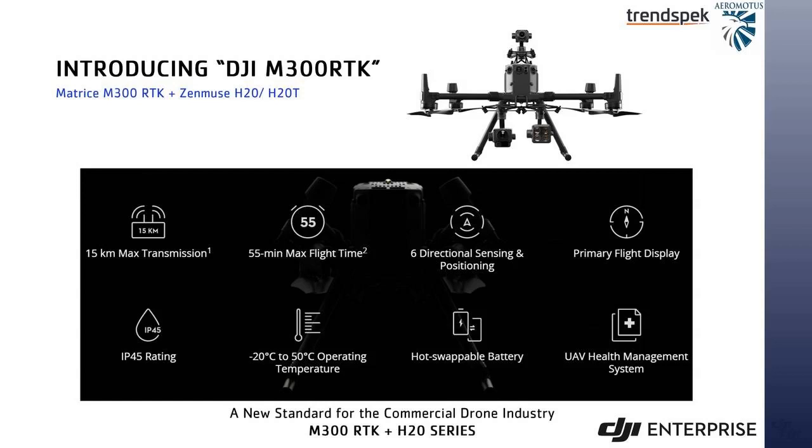It's loaded with the 6-directional sensing and positioning, which helps it to control the movement of the drone in terms of obstacle avoidance and collisions. It has got a primary flight display, IP45 rating. Operating temperature of the drone has risen to 50 degrees centigrade, so it suits quite a lot of Middle East countries where the heat is an issue. It has hot swappable batteries, so you can basically run the flight without having to actually restart the flight mission, so you can hot swap. It has got also an UAV health management system, which gives you a track on each of the flight logs, what has happened, and it keeps track of the drone over every flight mission.